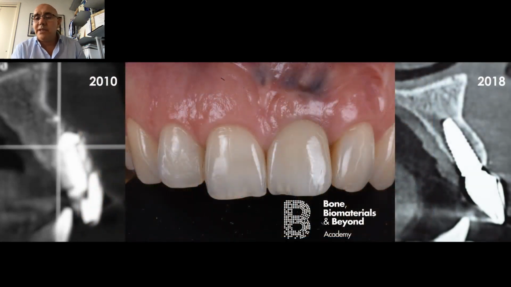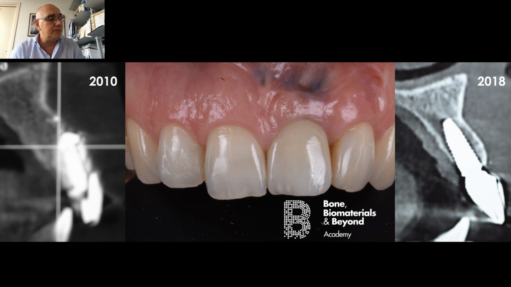It is very important to assess stability. So I want you to see that in 2010 we had this kind of situation, and in 2018 we did a new CBCT of just control, because we want to make sure that what we do is stable. And you can see very well that, remember, we had no buccal plate. Now we have 2 to 3 millimeters of fully reconstructed and mineralized cortical buccal plate.